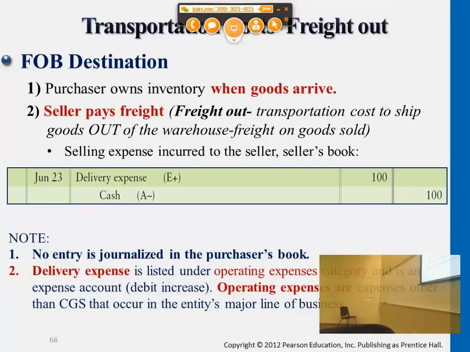So again, this transaction only occurs for FOB destination. In the case that your company is selling items to a customer and the shipping term agreement is FOB shipping point, then the customer will be paying freight charges and you don't have to record this. This journal entry only happens under the shipping term FOB destination, when the seller is the party paying freight charges. Otherwise, it will be the purchaser's company journalizing the entries on freight, not the seller. FOB shipping point will be the purchaser journalizing entries.